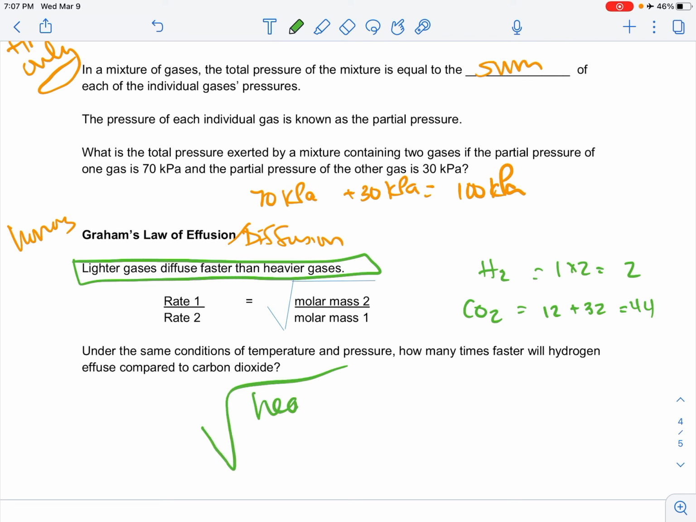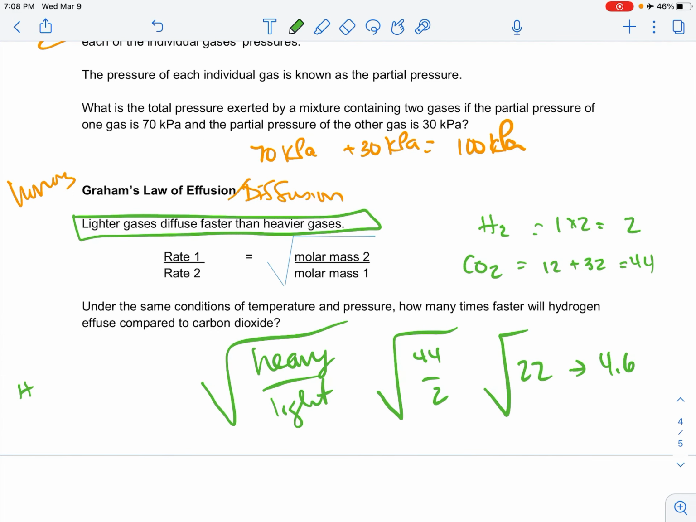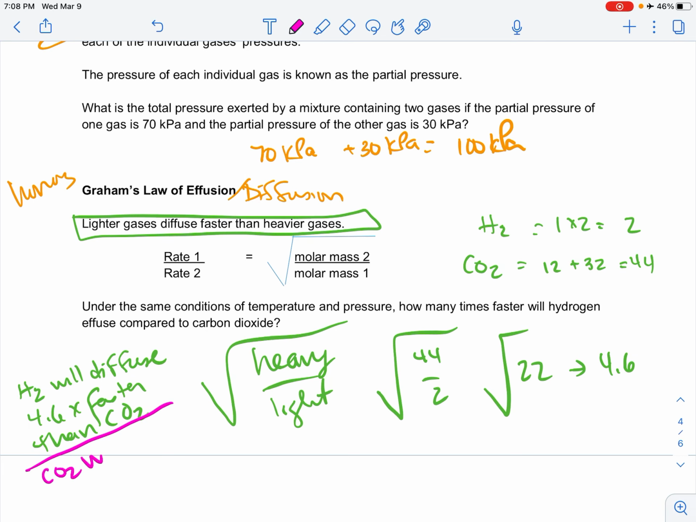So you need square root of heavy over light. So we're going to get the square root of 44 over 2, which is going to be the square root of 22. So let me do that right now. Flip my phone calculator to the side. Square root. I believe it's 4.6. So what does that number mean? That means that hydrogen will diffuse 4.6 times faster than CO2. And you could also say CO2 will diffuse 4.6 times slower than hydrogen.